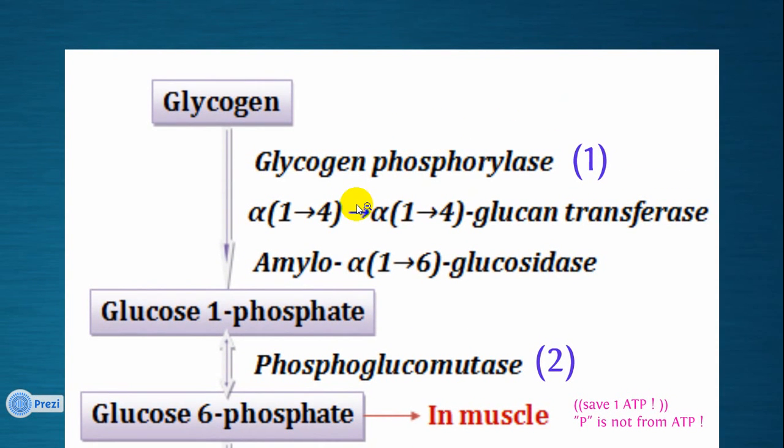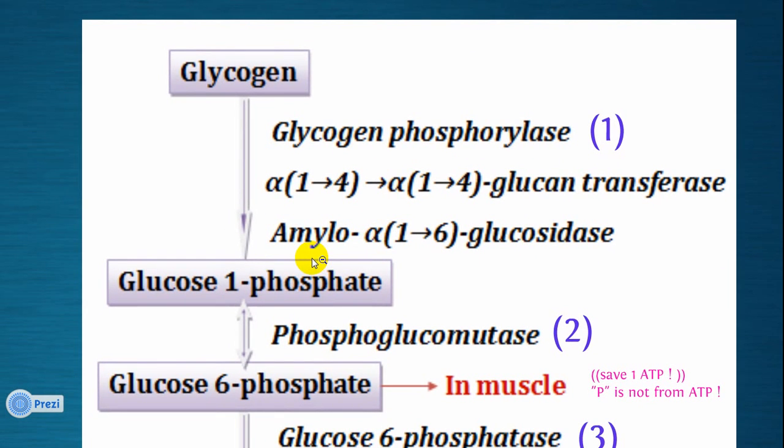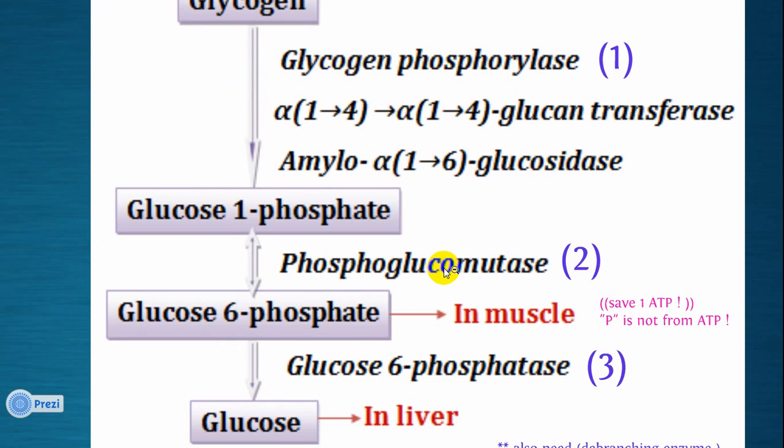Each glucose molecule it will take from glycogen, this enzyme will add a phosphate group to it directly, okay, without the need of ATP. Remember this, because this is a very important difference between the glucose that we took from glycogen and the glucose that we don't take from glycogen. The glucose that we take from glycogen has a phosphate group directly without the need of ATP. Why? Because the glycogen phosphorylase can take a glucose molecule from glycogen and add a phosphate group to it. Now the second enzyme is phosphoglucomutase.